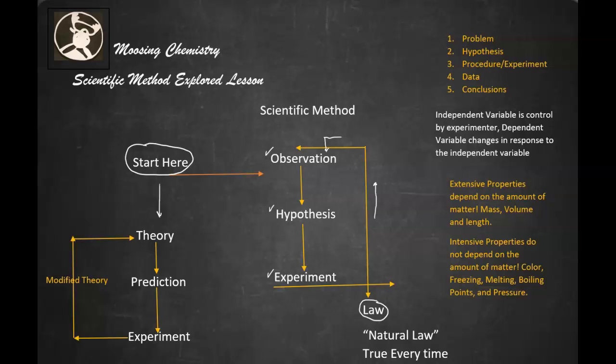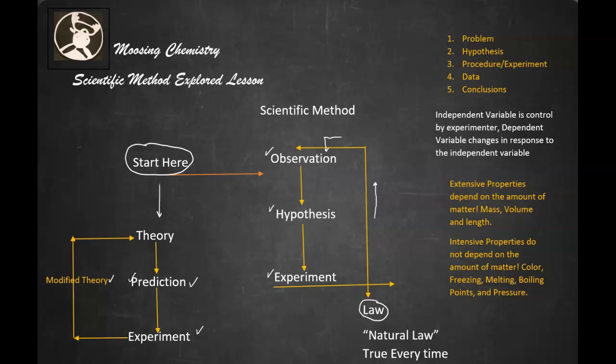A theory is like a hypothesis. It's something you believe to be true, and you're basing it upon some knowledge that you have. You make a prediction. You design an experiment. And if the experiment works, your theory is true. But if your experiment doesn't work, you can modify your theory, make a new prediction, and then try the experiment again. If it works, your theory is proven true. And if the theory comes to be true every single time, then it will become a natural law.